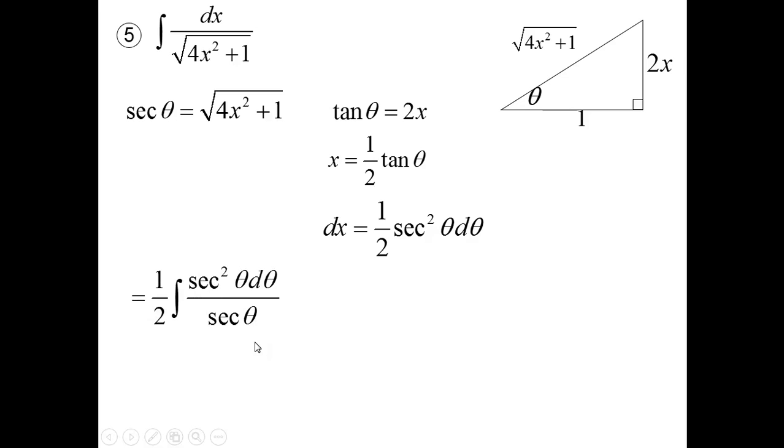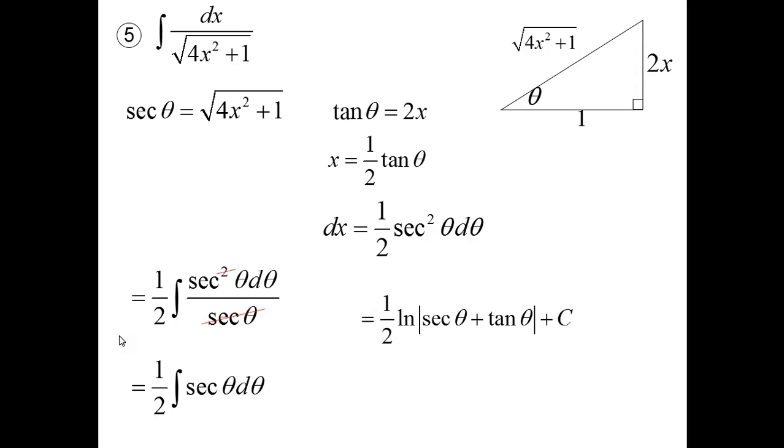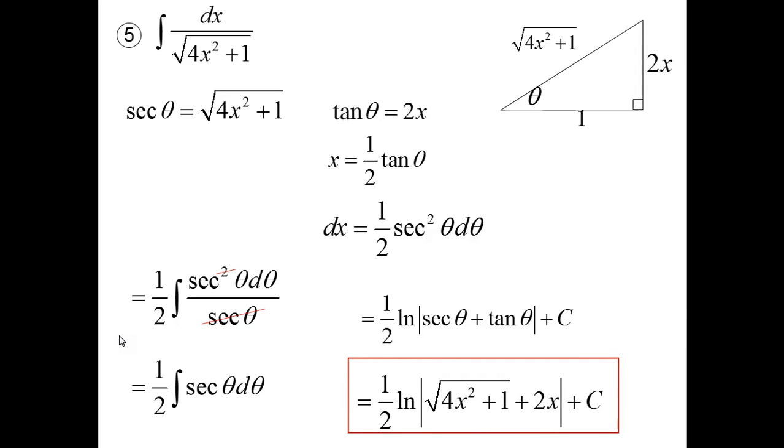When we make the substitutions, my integrand becomes secant squared theta d theta on top, with just secant theta on the bottom, and I have a factor of 1/2 out front. Simplifying, we get the integral of 1/2 secant theta d theta. You'll notice this integral of secant theta has come up a lot, so make sure you know this one. The natural log of secant theta plus tan theta. Then, of course, go back and make your replacements. Secant theta was the square root of 4x squared plus 1, and tan theta was 2x.